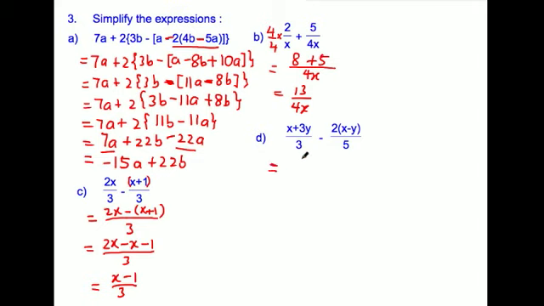In part D, we do not have a common denominator, so we need to make a common denominator of 15 by multiplying by 5 over 5 and multiplying by 3 over 3 in the second fraction. Now the denominator is 15, so we put it under a single denominator and put the numerator above it. Minus 3 times 2 is 6.